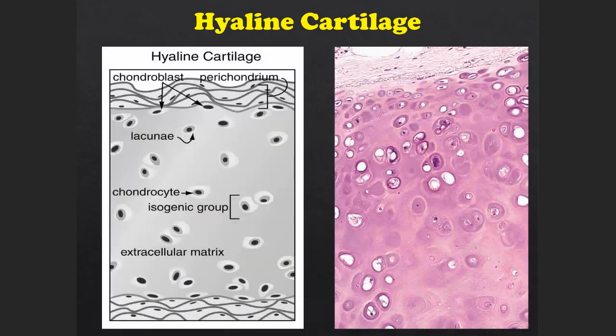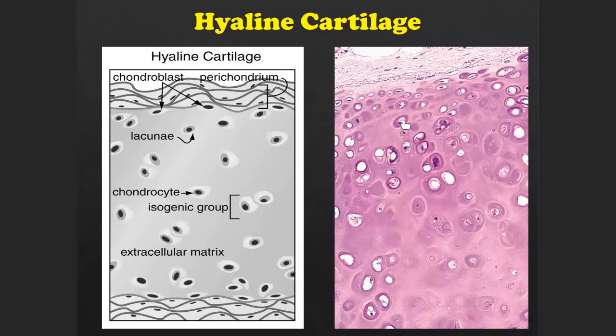Now this is the picture. If we look into this picture, the upper surface is your perichondrium. Below the perichondrium, can you see these structures inside? These are your lacunae. And inside your lacunae, you see a hollow, empty cell having this blue colored nucleus. So that is your chondrocyte.